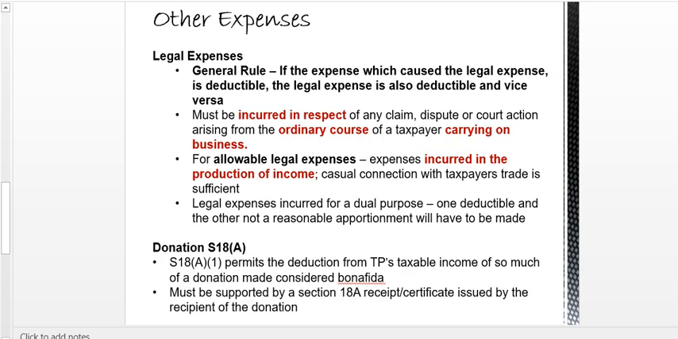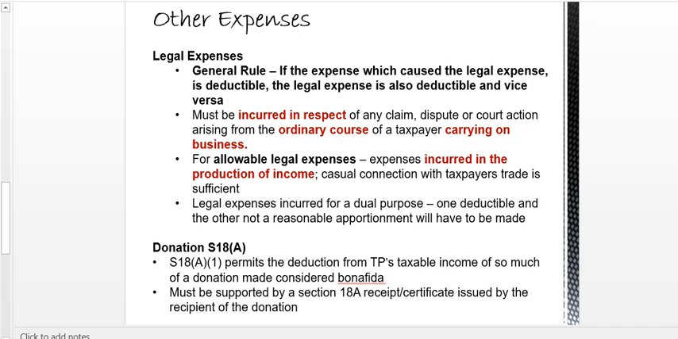So legal expenses, the general rule is if the expense which caused the legal expense is deductible, the legal expense is also deductible and vice versa. So if it is in the production of income, this legal expense or legal cost, then yes, you may deduct it. And it must be incurred in respect of any claim, dispute, or court action arising from the ordinary course of a taxpayer carrying on business.